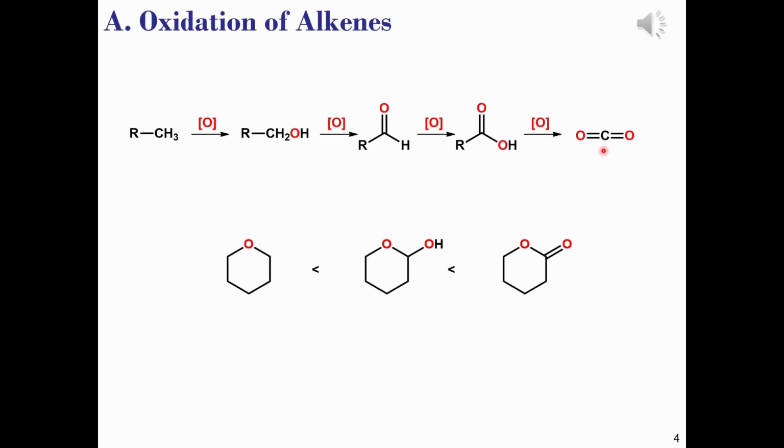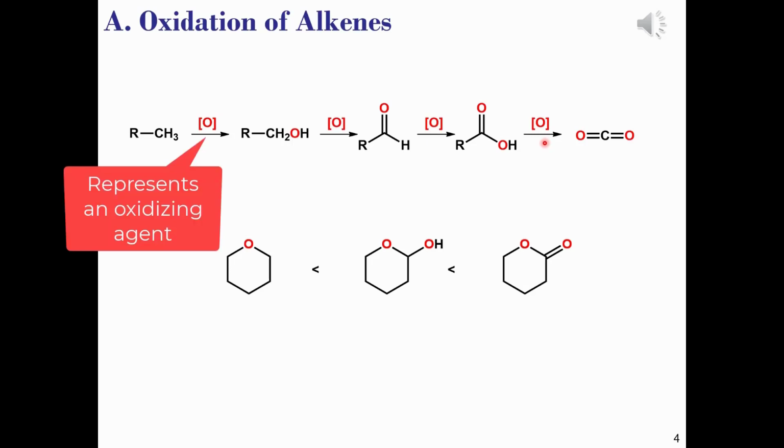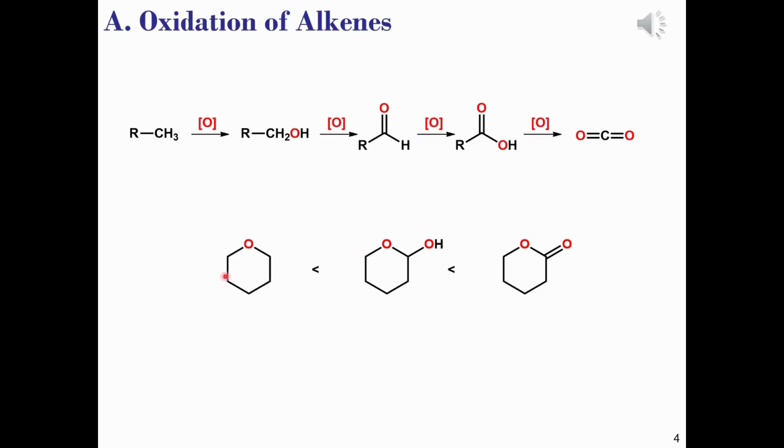Please note that the O in the square parentheses represents the oxidizing agent. Now there is also a cyclic example on this page, and the carbon highlighted here is in a cyclic ether, and this has 1 bond to oxygen. So this is less oxidized than the next cyclic ether and alcohol, which now has 2 bonds to that same carbon. And finally, the last example shows a cyclic ester known as a lactone, and this is the most oxidized of these carbon atoms because it contains 3 bonds to oxygen atoms.